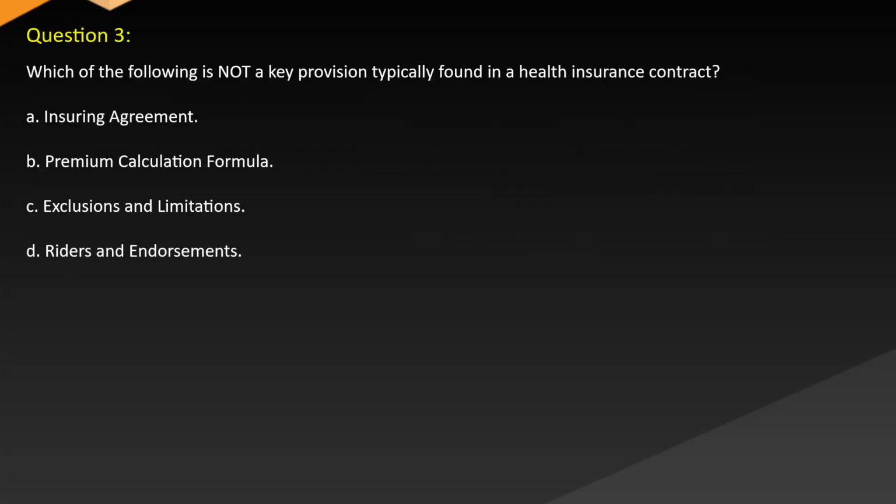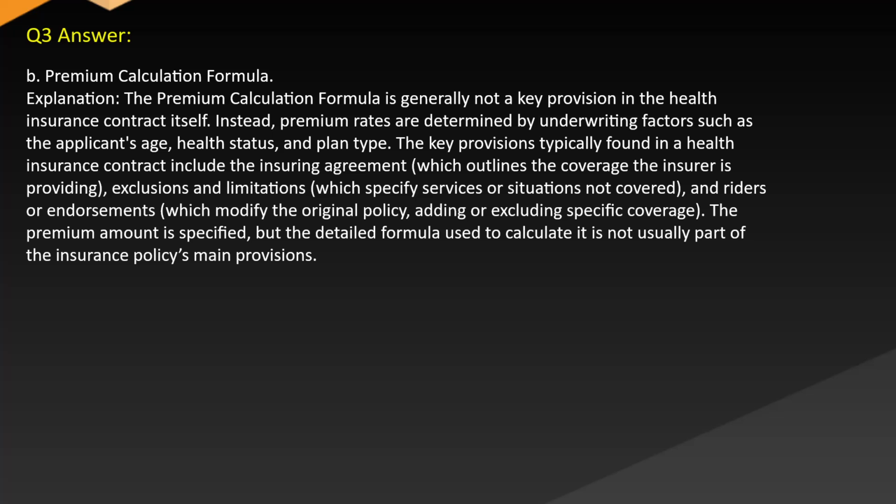Question 3. Which of the following is not a key provision typically found in a health insurance contract? A. Insuring agreement. B. Premium calculation formula. C. Exclusions and limitations. D. Riders and endorsements. Answer B. Premium calculation formula.